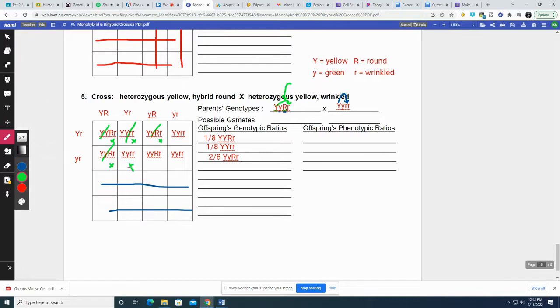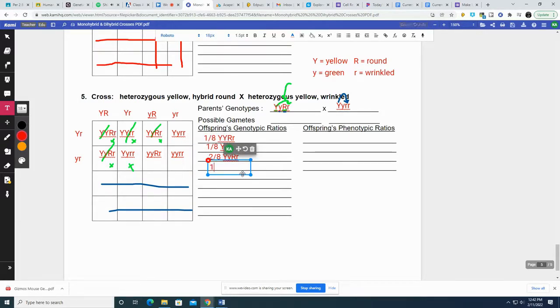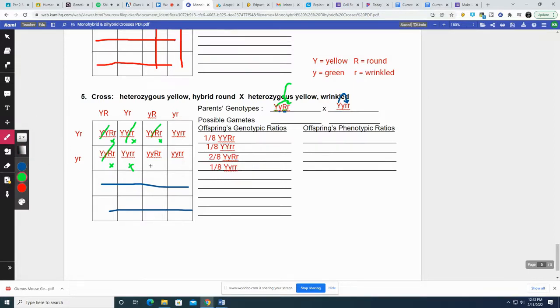And how about this guy? Big, little. There's just 1. On average, 1 out of 8 will have the genotype of big Y, little R, little r. And we only got 2 left. This guy right here, little, big, little.